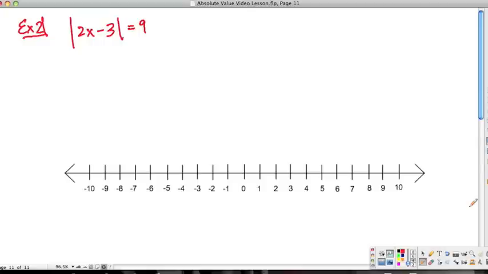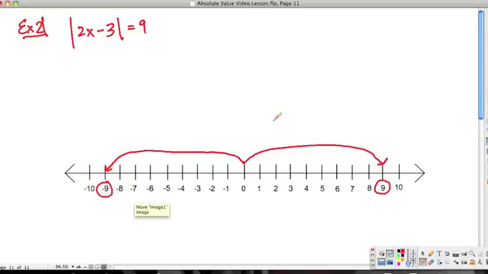So unfortunately, at some point we have to get away from my house and we actually have to start working on a real number line. So we're looking at the absolute value of 2x minus 3 equals 9. The question is, what is 9 away from 0? Well, if I go this way, obviously 9 is 9 away from 0. But if I go this way, -9 is also 9 away from 0. If Eckert started here and jogged there, that would be 9 miles.